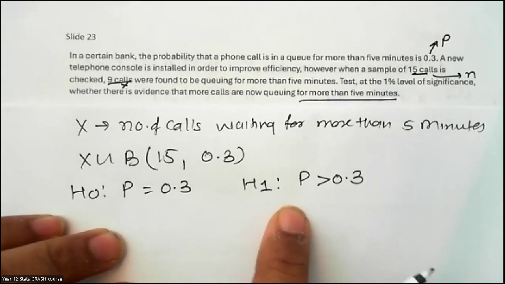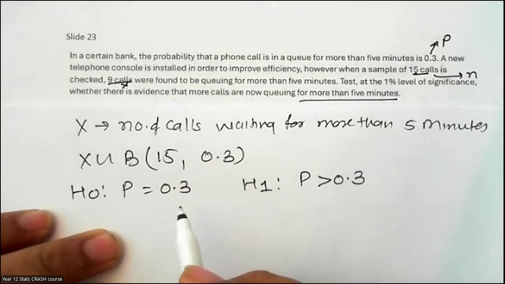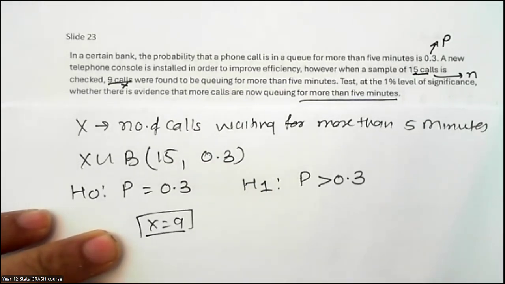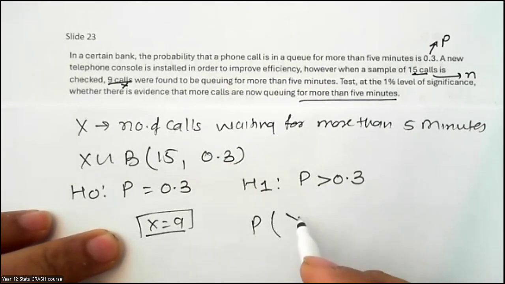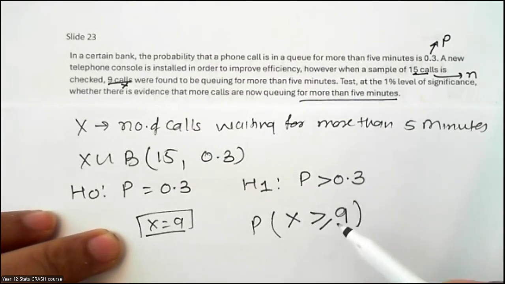This is your test statistic distribution and null and alternative hypothesis. And then I said this result is x equals 9. We always find the probability, or we test in the direction of H1. So I need to work out the probability of x greater than or equal to 9. Remember that we always test in the direction that is greater than or equal to 9.